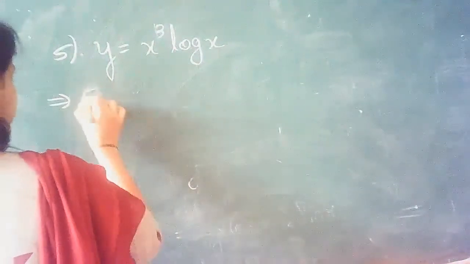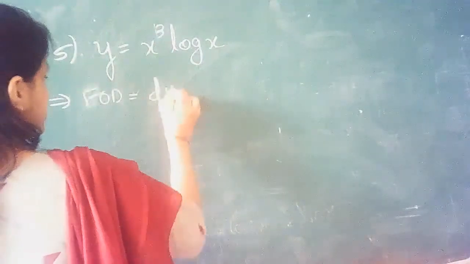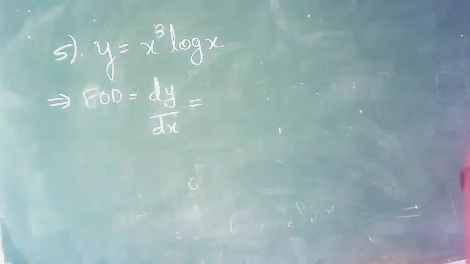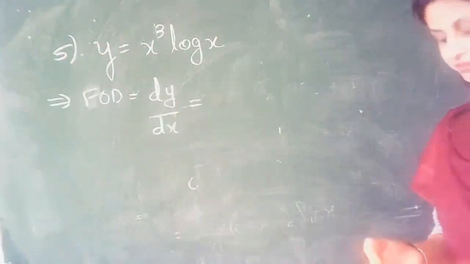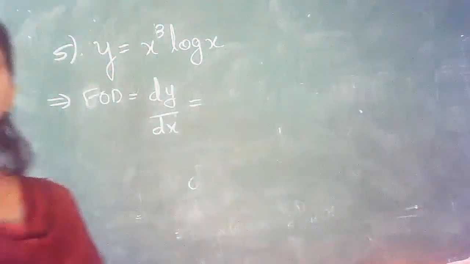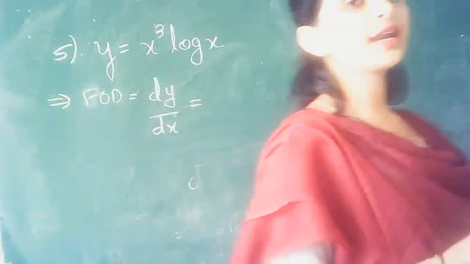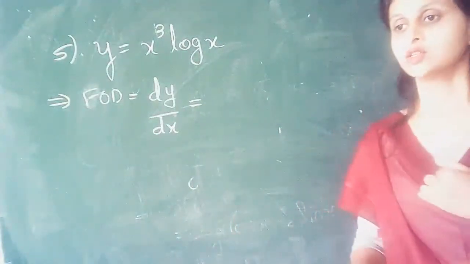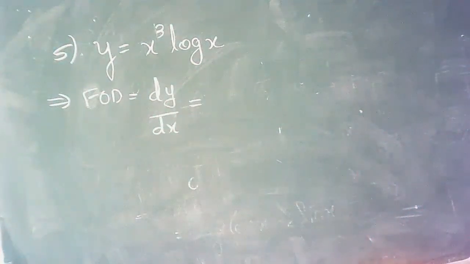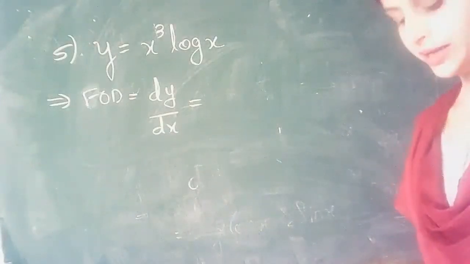So what will be my first order derivative? Can someone try? Use the Leibniz rule here and arrive at the correct answer. Differentiating the function with respect to x for the first time is nothing but the first order derivative. I am repeating it again and again, students. What is the differentiation of x cube into log x? Apply the product rule properly.